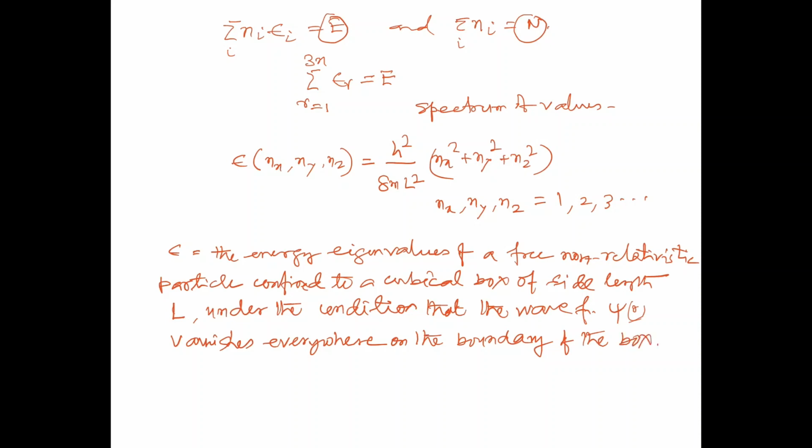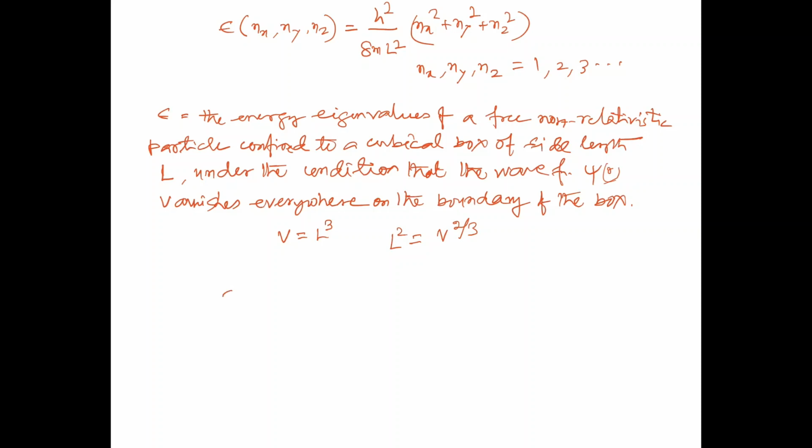As the side length of the cube is L, the total volume of the cube V will be L cube. So for L square, we write V to the power 2 by 3. So we write epsilon as a function of nx, ny, nz equal to h square by 8m V to the power 2 by 3, nx square plus ny square plus nz square.